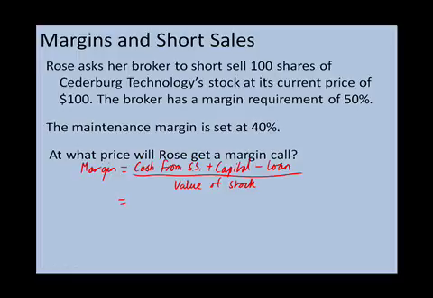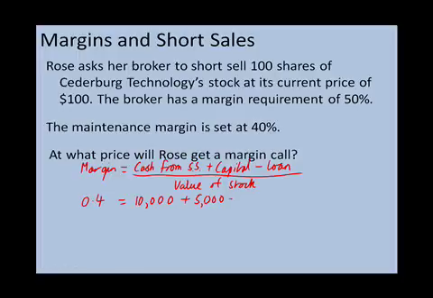Now let's add in the numbers. The maintenance margin is 40%. We know that when Rose sold the stock, she received $10,000 because the stock was worth 100 and she sold 100 shares. We also know that Rose invested $5,000 of her own money into the account.